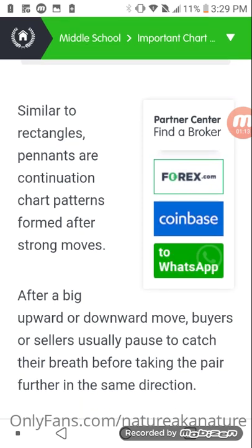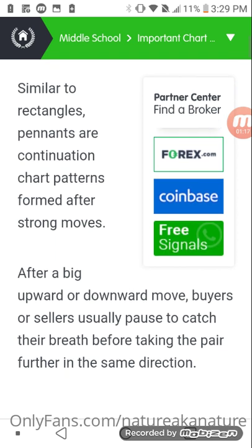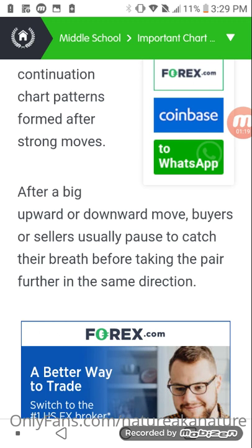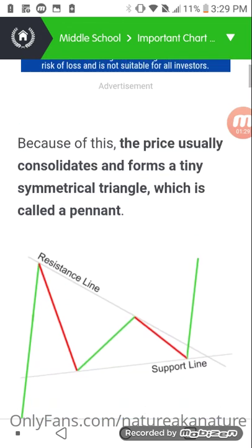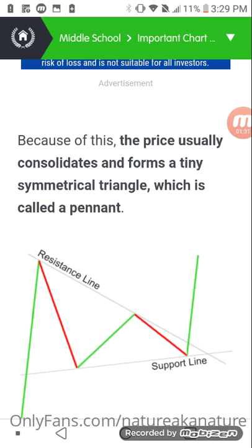And pennants are continuation patterns. Alright, so after a big upwards or downwards move, buyers or sellers usually pause to catch their breath before taking the pair further in the same direction. Because of this, the price usually consolidates and forms tiny symmetric triangles, which are called pennants.